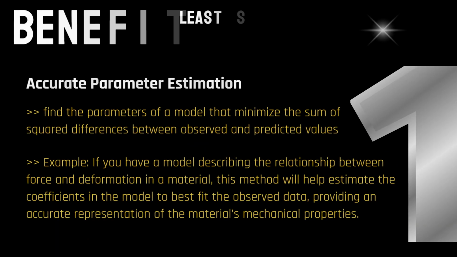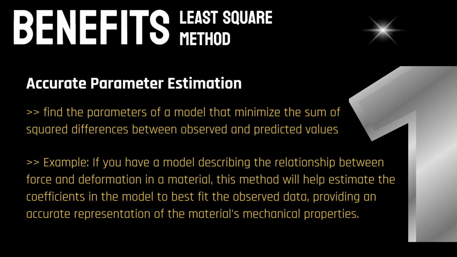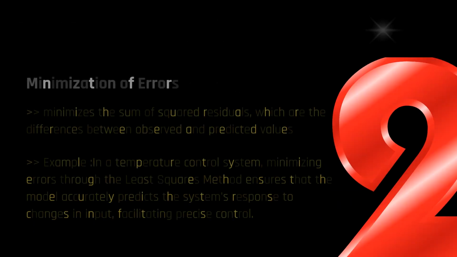Three benefits of the least squares method are identified. First is accurate parameter estimation, where this method minimizes the error between observed and predicted values. For example, it is used to find material properties.